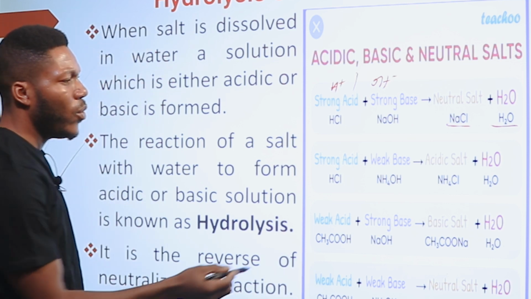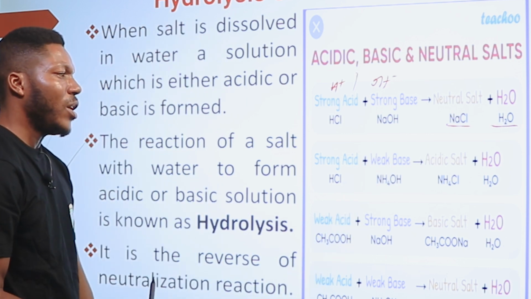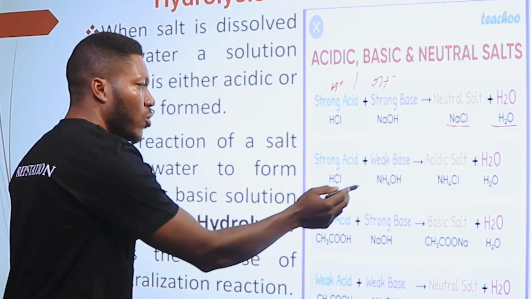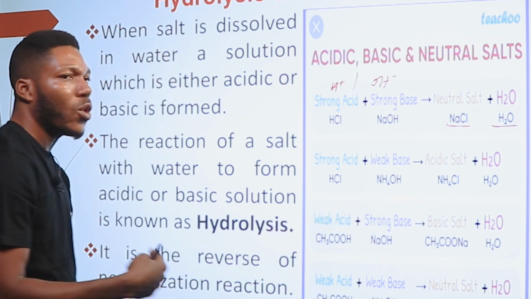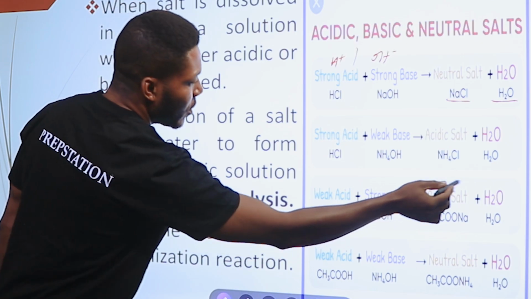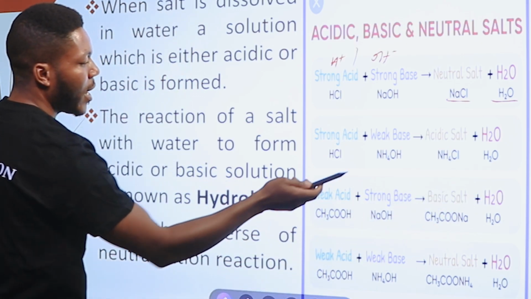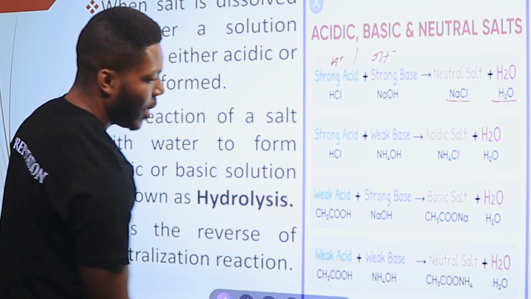All right. But when you add water to acidic salts, you're going to have a strong acid and also a weak base. Because in this case, there is no complete neutralization, and so on and so forth. So basic salts give us a weak acid and a strong base. Neutral salt, of course, gives us a weak base and also a weak acid.